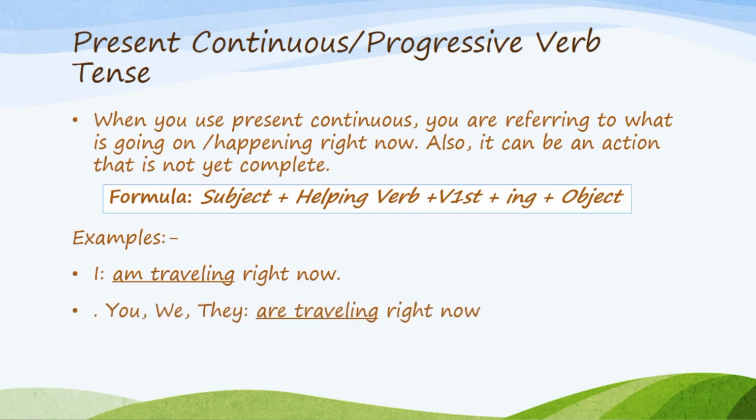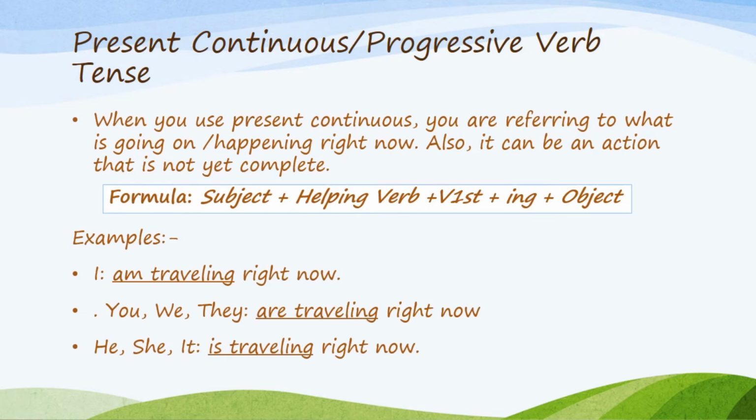You are traveling right now. So when we use you, we, or they as a subject, we will be using "are" as a helping verb with that. And the first form plus ing, "traveling," the fourth form of verb, will remain the same. And "right now," the time, the object, is also the same. Alright, only the subject and helping verb will be changed, as you are, we are, or they are.